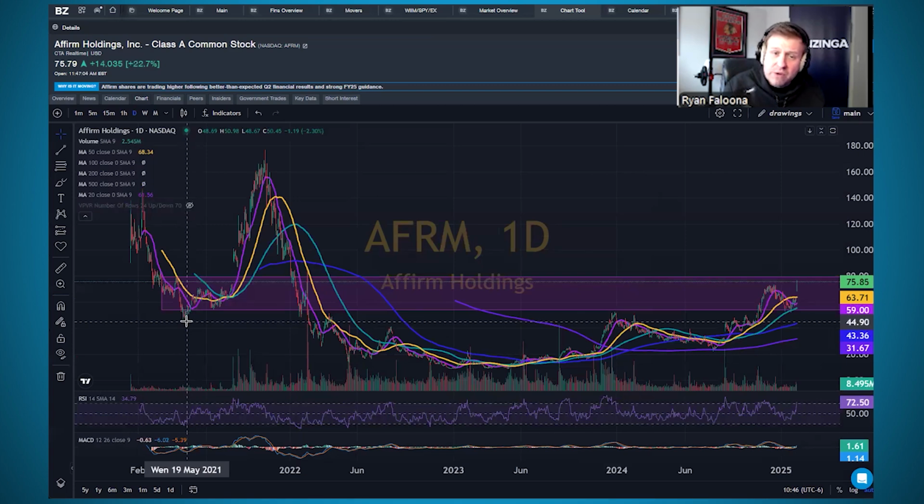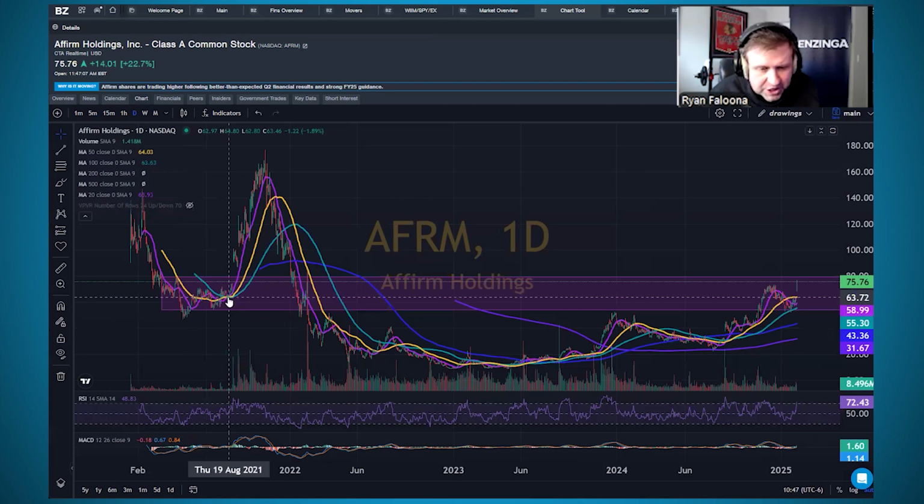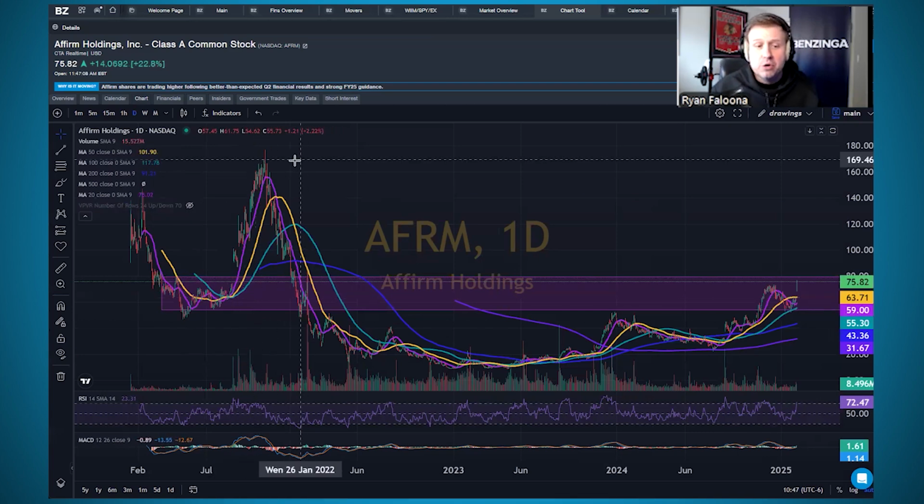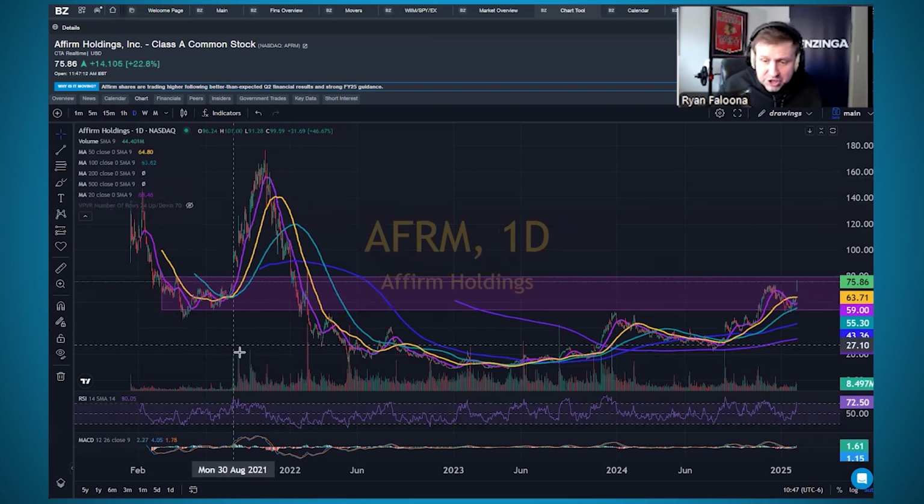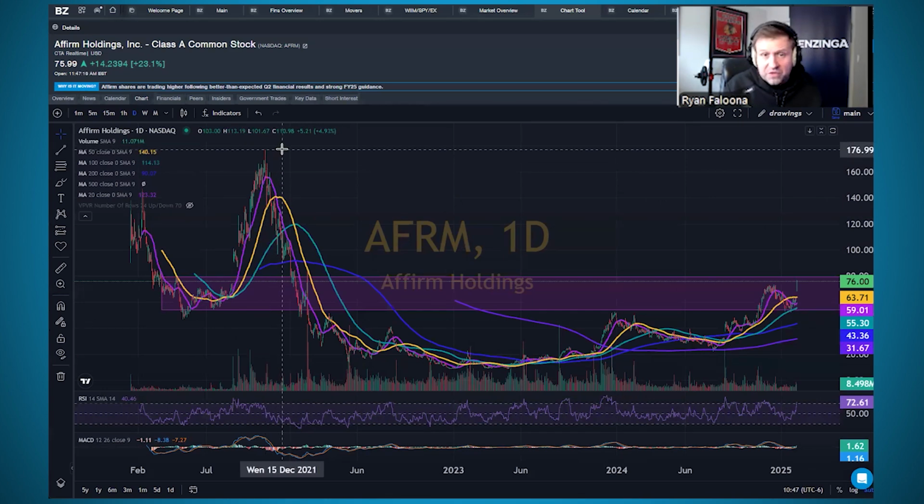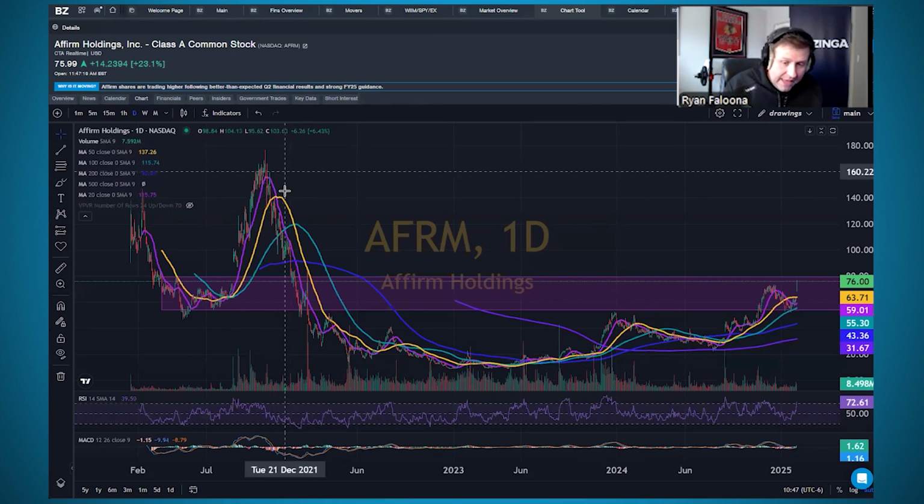It actually broke that range temporarily and quickly recaptured it, and then it stayed in that range again. And then it really made a big move on a catalyst, right? It moved out of that range. It continued to run, in this case, all the way up to like 170-something and change. Then it came all the way back in.